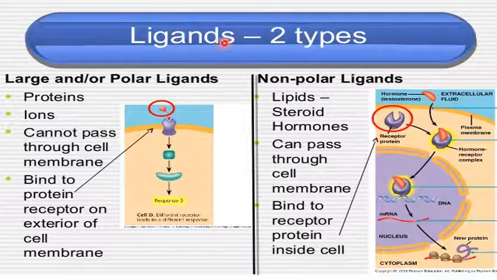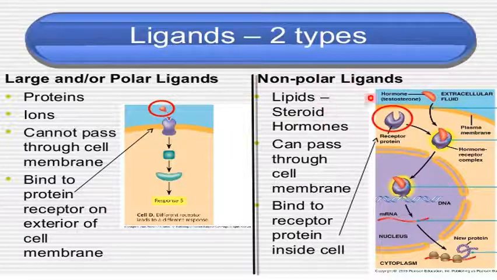Here you can see two types of ligands, that is large polar ligands and non-polar ligands. Proteins, ions and other types of molecules are hydrophilic in nature and are large, and they cannot pass through the cell membrane, and therefore they bind to the receptor present on the surface of the cell membrane. This is a cell membrane where the receptor is present, which receives the chemical signal, which is called a ligand, on the surface of the cell membrane.